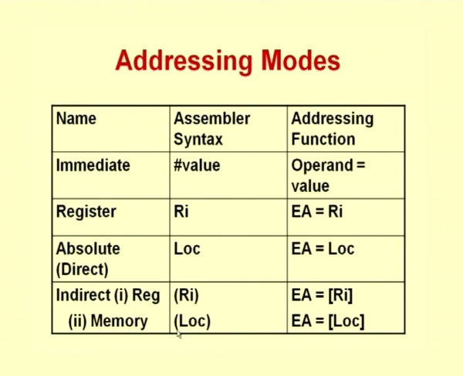When I say memory indirect addressing mode, it is similar to this, only now the value which is specified here is the memory location. So, you have a memory location whose contents will give you the memory location of your actual data. So, the effective address is taken as the contents of this location which is specified here.